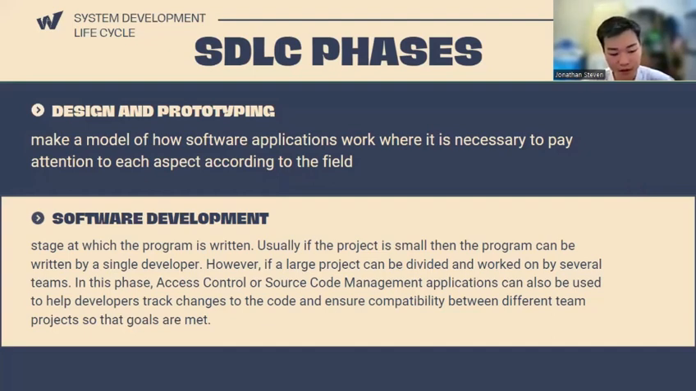Next is software development. It is the stage at which the program is written. Usually, if the project is small, then the program can be written by a single developer. However, a large project can be divided and worked on by several teams. In this phase, access control or source code management applications can also be used to help developers track changes to the code and ensure compatibility between different team projects so that goals are met.